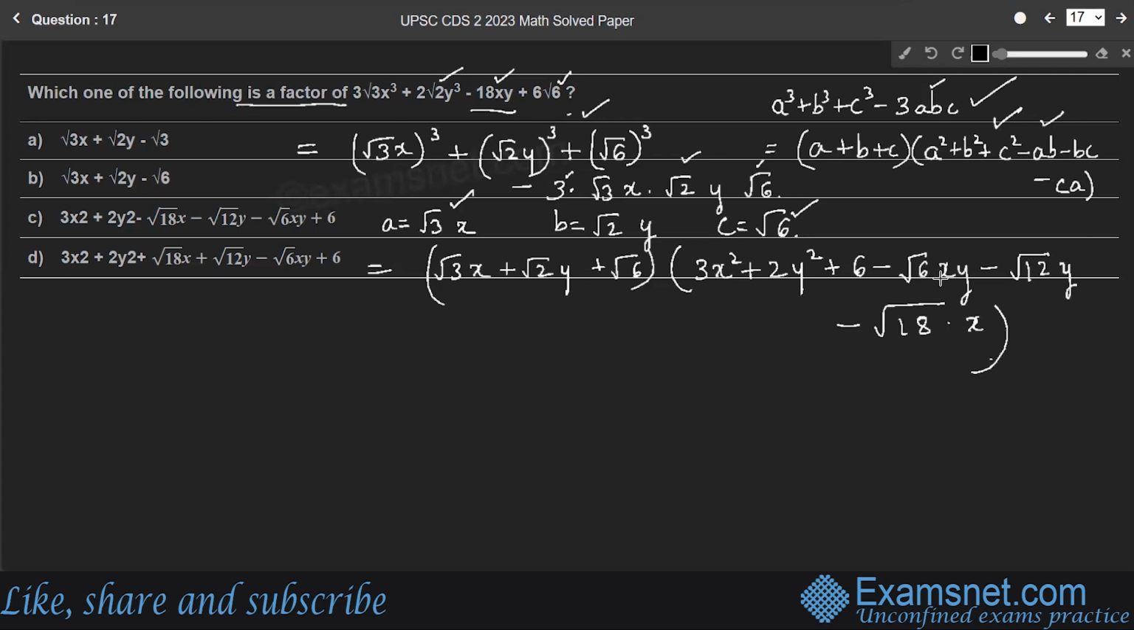here we don't have a plus b plus c here. So which is root 3x plus root 3y plus root 6. And another term, so let us go for another term. Yes, 3x square, which is there, plus 2y square, yes, which is there, minus root 18x, yes, it is there, minus root 12y, which is there, minus root 6 into xy, yes, plus 6, right? Therefore, option C is one of the factors of the given expression, right? Option C.